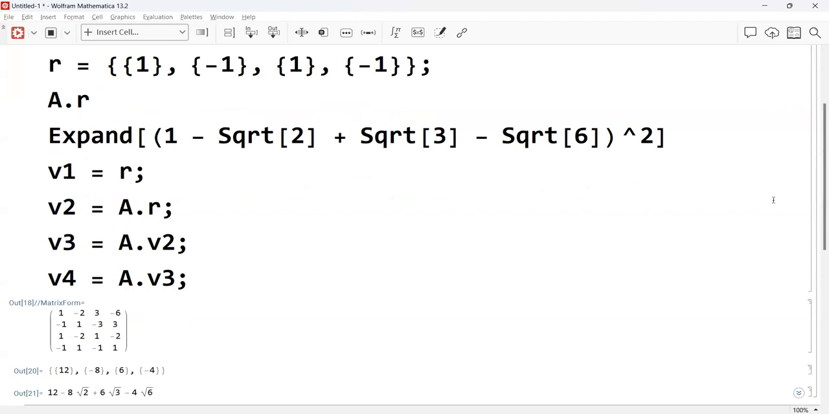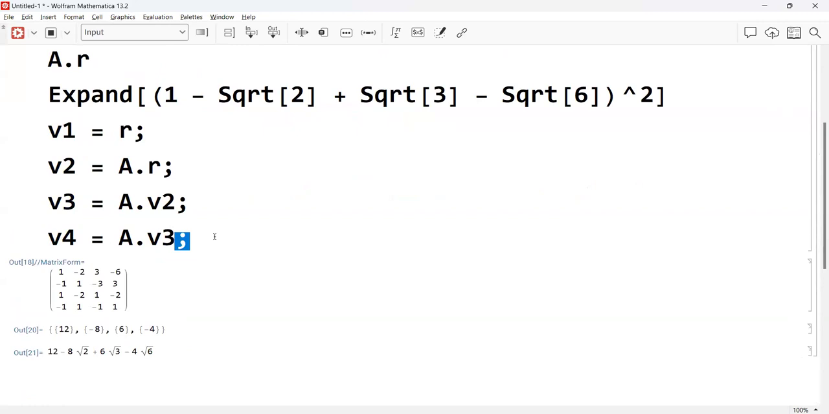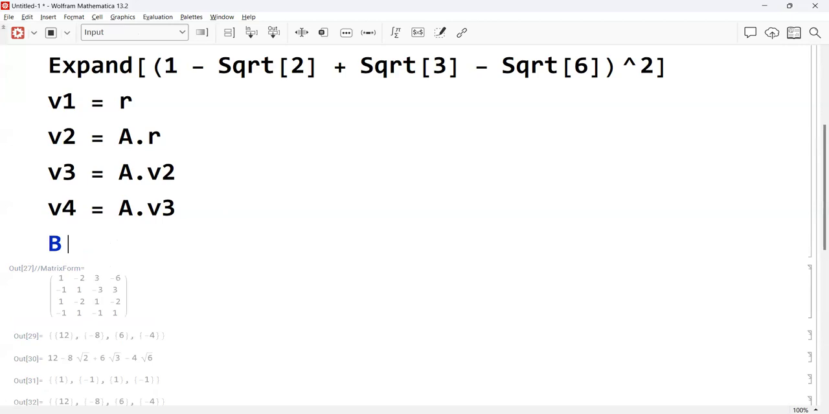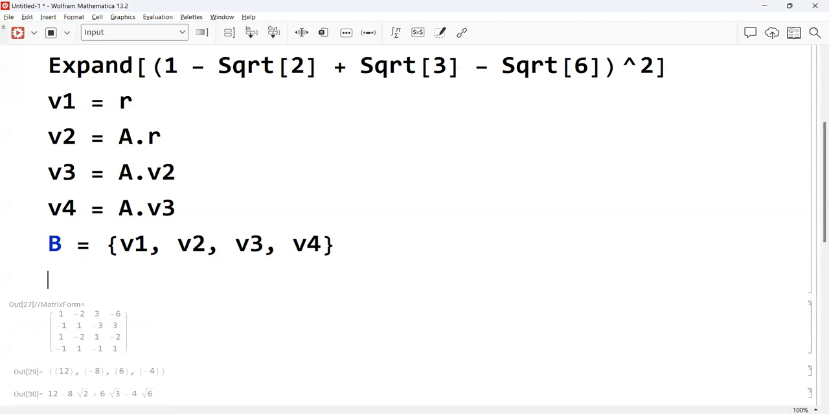And so when I do my calculations, I put a semicolon, which suppresses the output. So here are my vectors. Now I want to form a matrix where R is the first column, R squared is the second column, and so on and so on. I don't know how to do that very easily, but I can make a matrix B where it's going to be B1, B2, B3, B4. And let's do the matrix form of B.